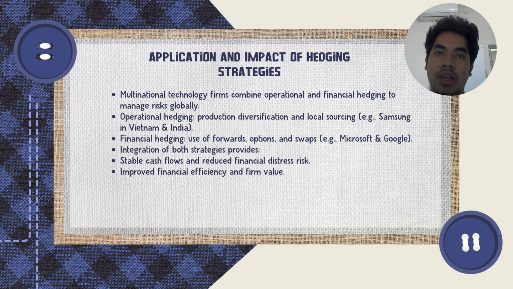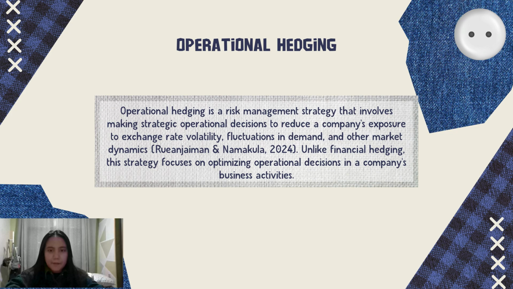In the second slide, we can see how multinational companies apply this hedging strategy in real situations. Firms like Samsung use operational hedging by diversifying their production across countries such as Vietnam and India, while Microsoft and Google rely on financial instruments like forwards and options to manage currency risks. The integration of both approaches allows companies to maintain stable cash flow, lower financial distress, and increase overall firm value.